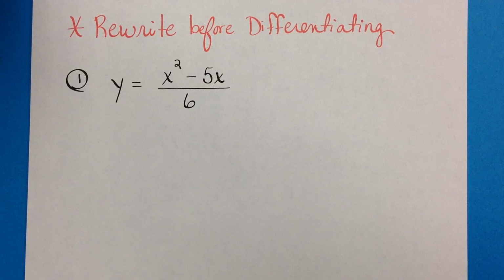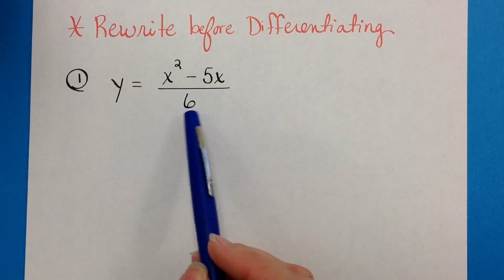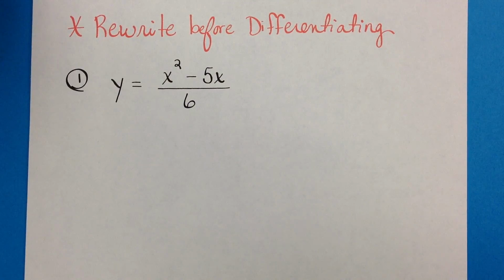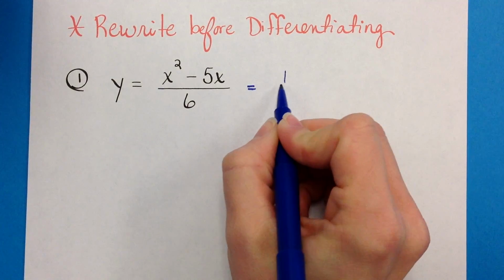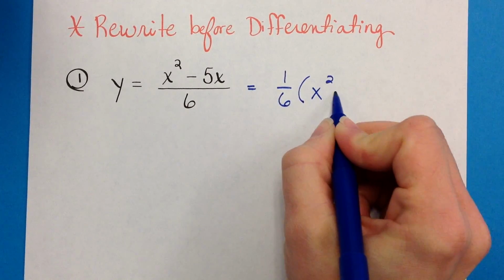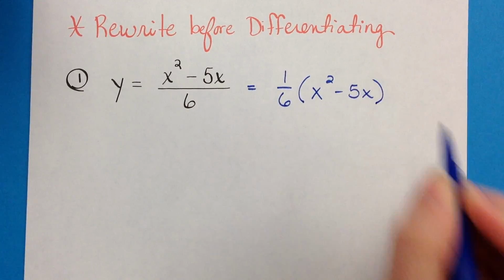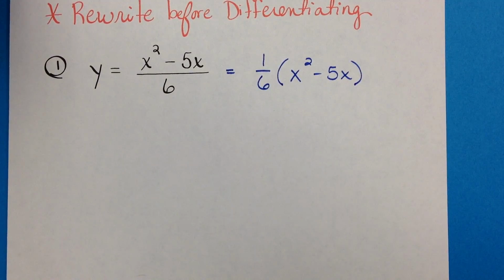But if all that you have is actually just a number in the denominator, I would suggest that you definitely rethink or think about rewriting it. So like in this case, you could pull this out and make this 1/6 times x squared minus 5x. And by doing this, you actually wouldn't have to deal with quotient rule at all.